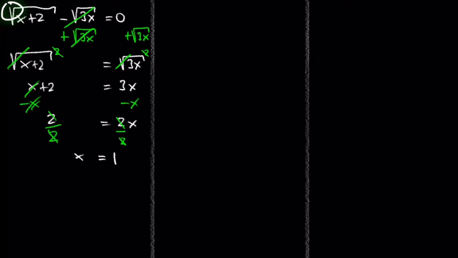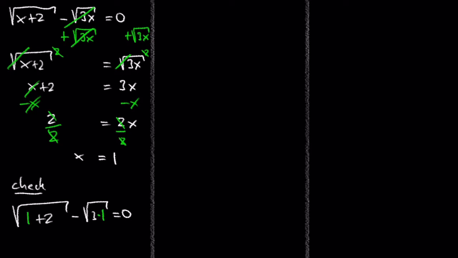Because the root has an even index, we have to check our solution. So let's plug in the 1 in our original equation. 1 plus 2 minus the square root of 3 times 1 equals 0. One plus two is 3, and 3 times 1 is also 3. So the square root of 3 minus the square root of 3 is 0, and we get 0 equals 0, which is true. So 1 is a solution for this problem.